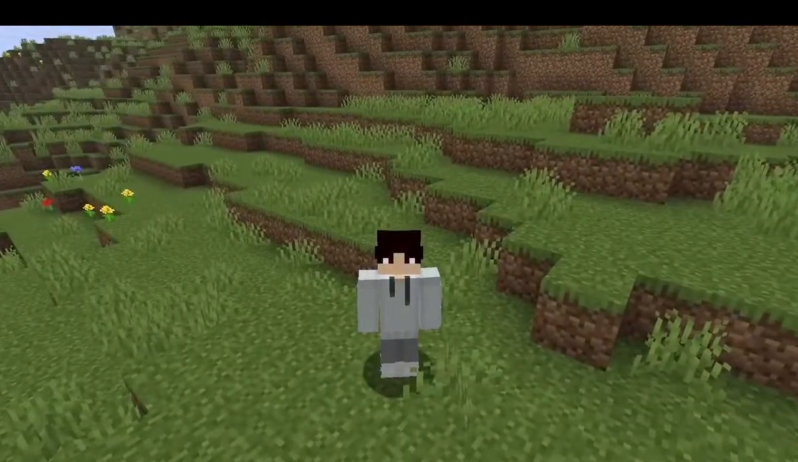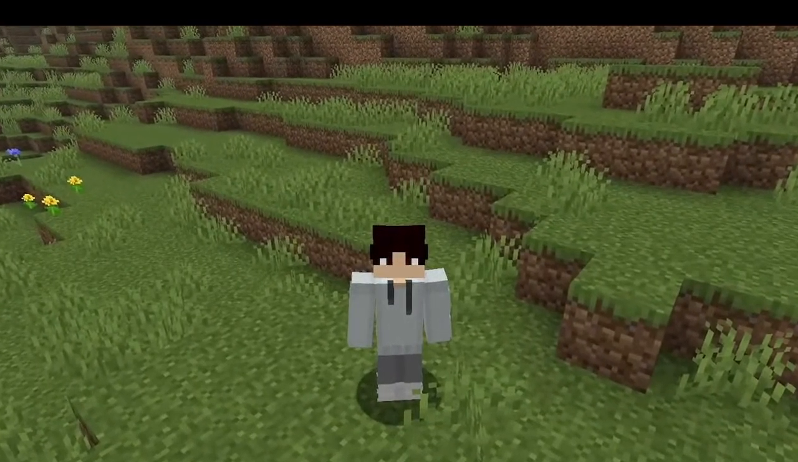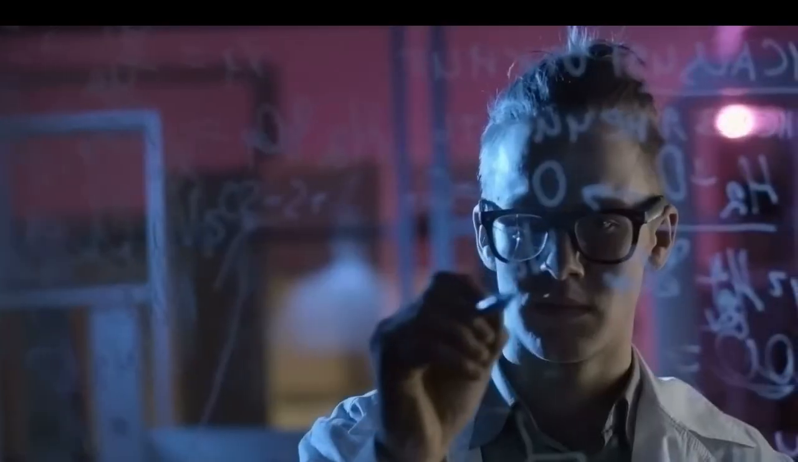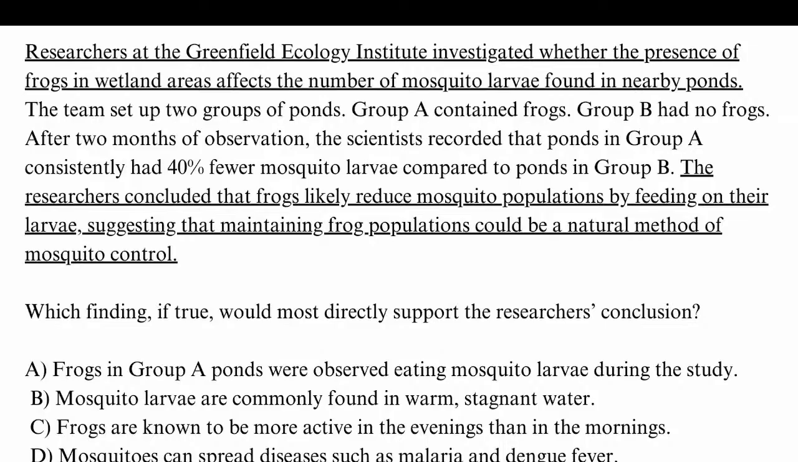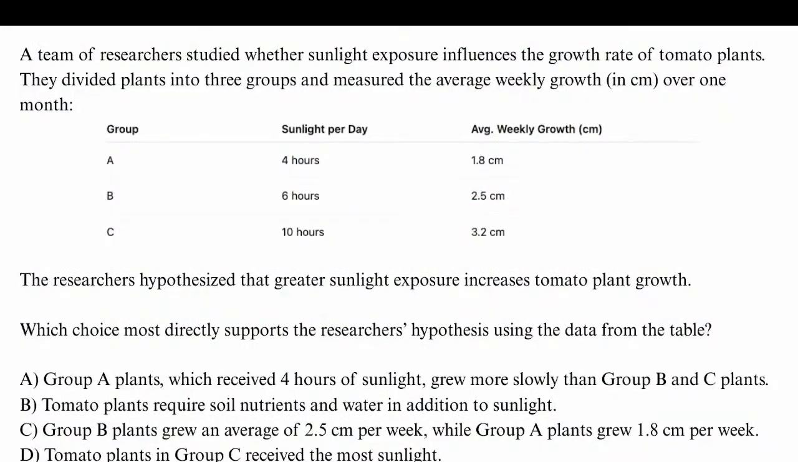So now let me just drop some tips for some random reading passage questions you might see on the test. If it's a passage with a scientific experiment, find the hypothesis of the experiment and see if the results contradict or support that hypothesis. And the answer choice will probably be the one that talks about whether it supports or doesn't support it.